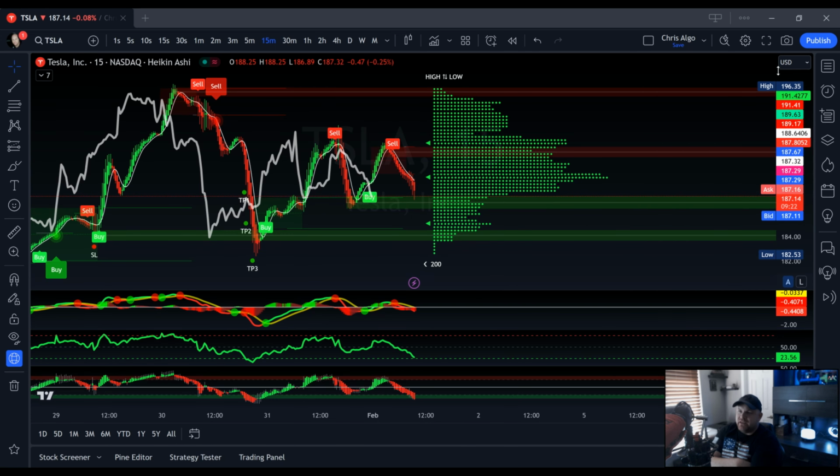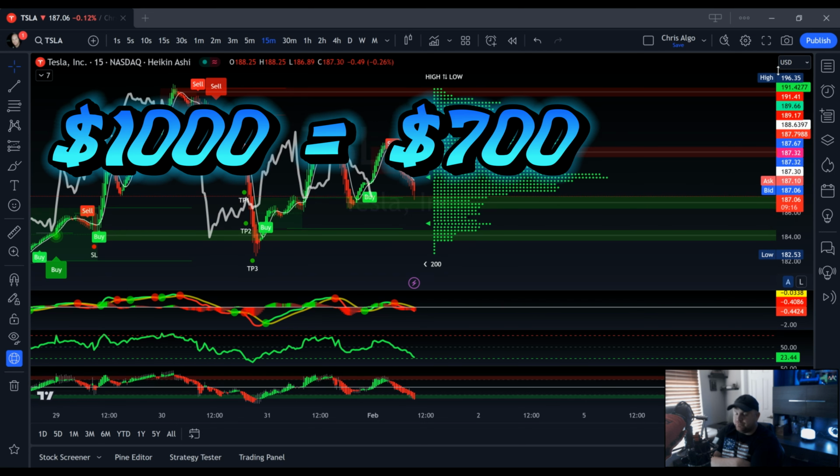So we're already up 70%, and that's just with $100. Now, you know, if you're trading 1,000, that's $700. 10,000 is 7,000. 100,000 is 70,000, and so on. So we're almost 100% profit.